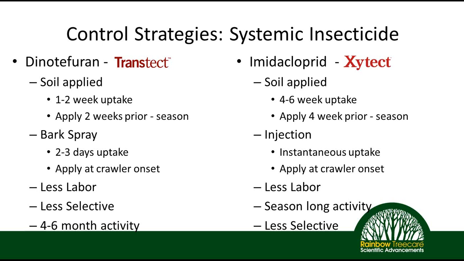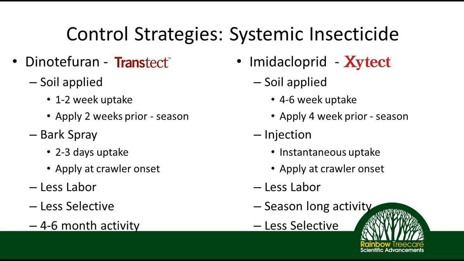For Transtec, there is less labor for these systemic insecticides. They're also less selective. So if you've got a really sensitive client that is worried about bee issues and about hitting other non-target insects, we really want to be careful because this is a less selective insecticide and it will knock multiple species down. Transtec has 4 to 6 month activity rather than season-long activity. So it is really good for scale insects and managing those multiple emergences in the hard scales.